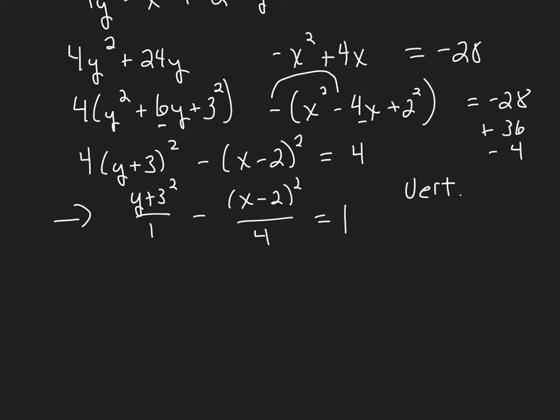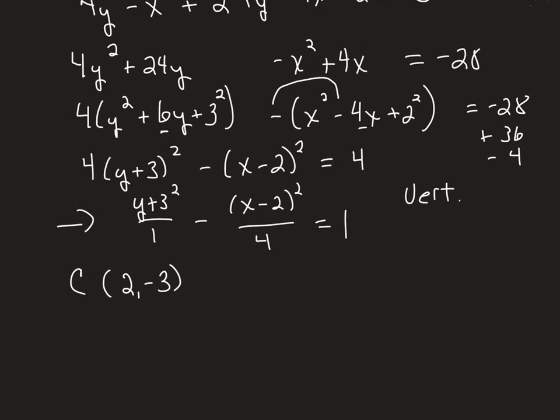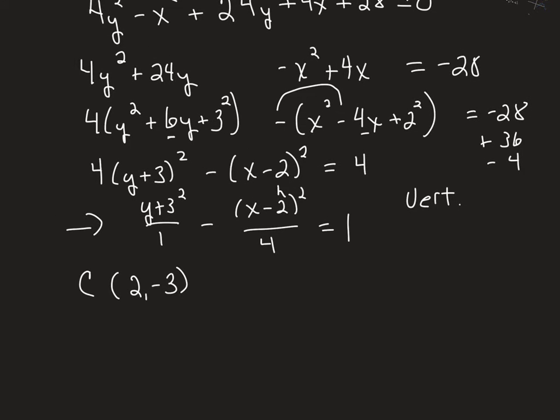All right, so we know that this is a vertical transverse axis. So we can find our center. Our center is the point (2, negative 3), (h, k), remember. A is 1, B is 2, so C squared is A squared plus B squared, so C is going to be the square root of 5.